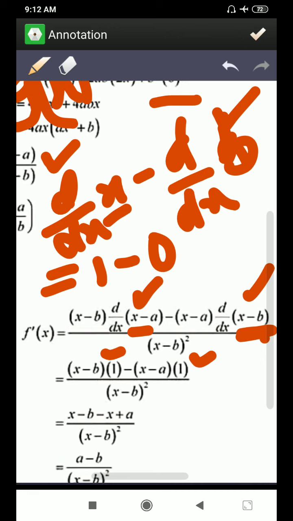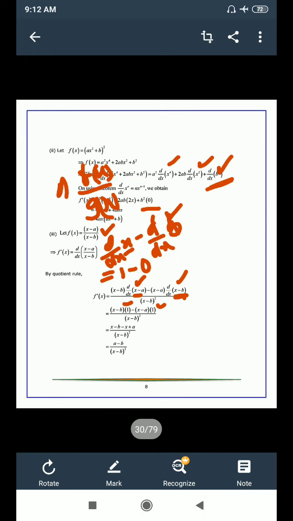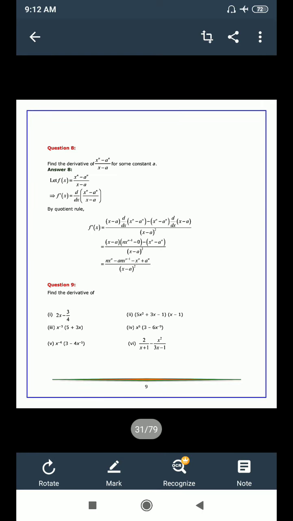Now you further simplify it to get the answer of this question. Only further simplification is required. So simplify it, you will have the answer of this question.